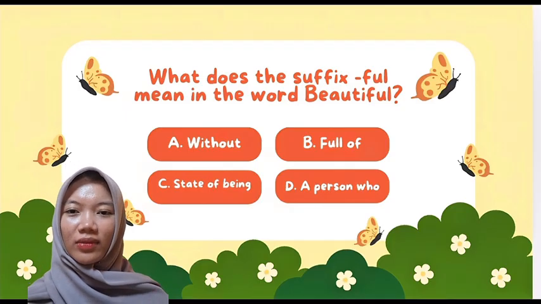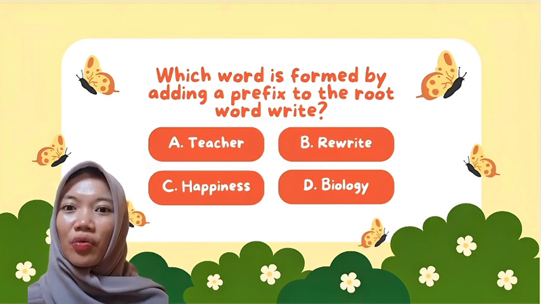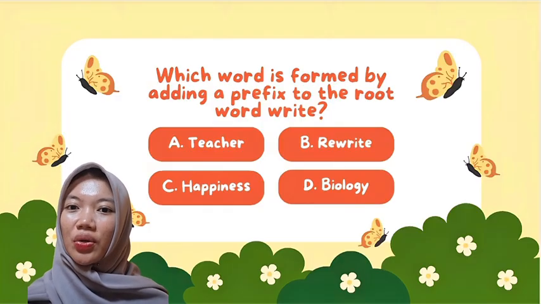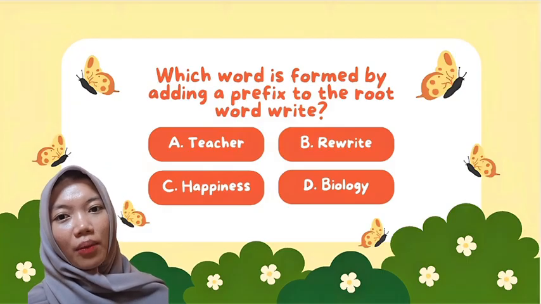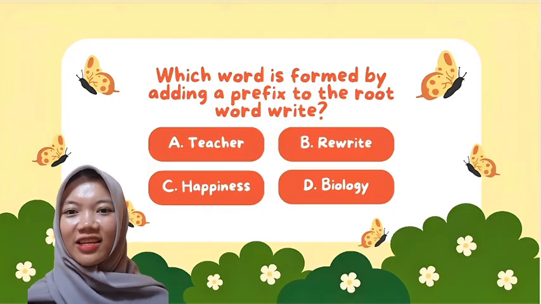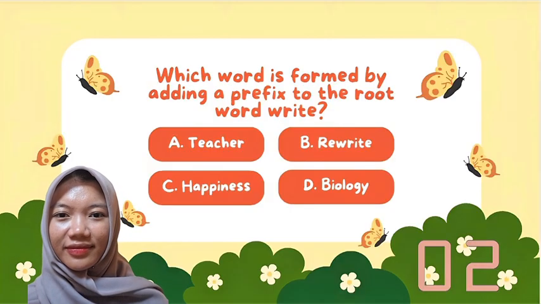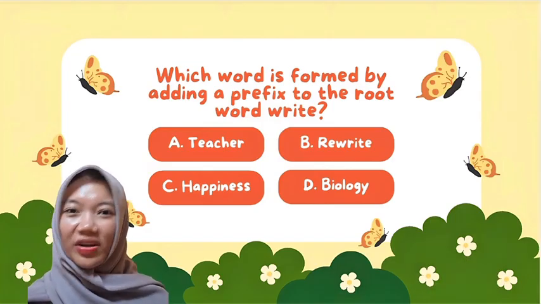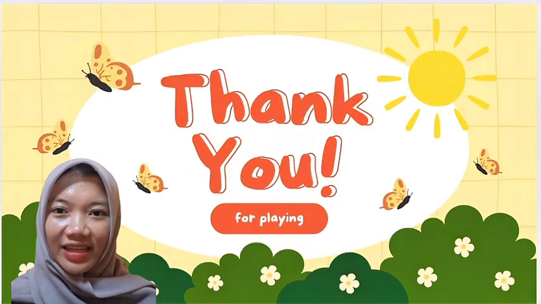And now, this is the last but not least. Question number 10. Which word is formed by adding a prefix to the root word write? A. Teacher. B. Rewrite. C. Happiness. Or D. Biology. Think about your answer. I will give you 5 seconds. The correct answer is B. Rewrite. Congratulations if you answered correctly.